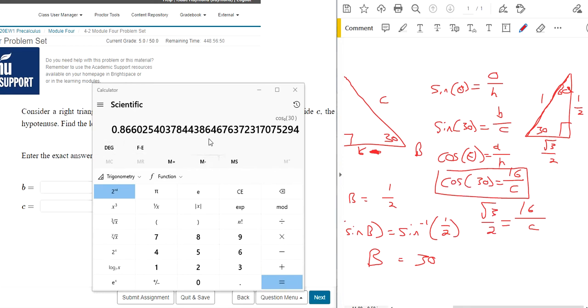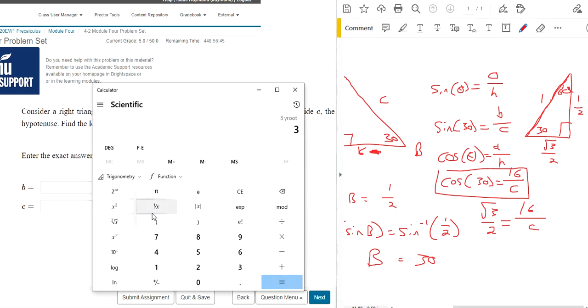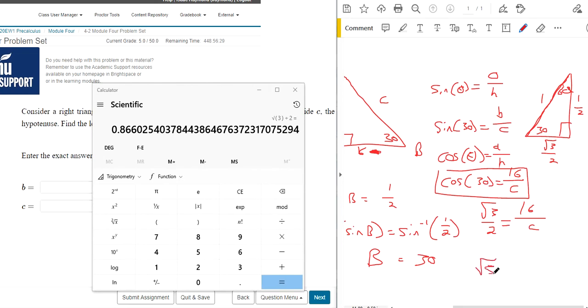Because look, we got a decimal value when we plugged in 30 degrees. If you do the square root of 3 divided by 2, that makes the same decimal value we got. And so now you've got just a ratio equation to solve. You can multiply across the diagonal, so square root of 3 times c equals square root of 3c, and then multiply across these diagonals. 2 times 16 makes 32, and then you got to divide square root of 3 from both sides. So this is the exact answer.